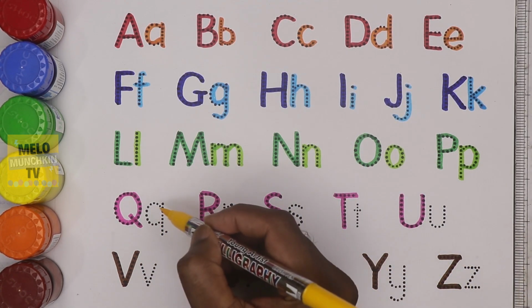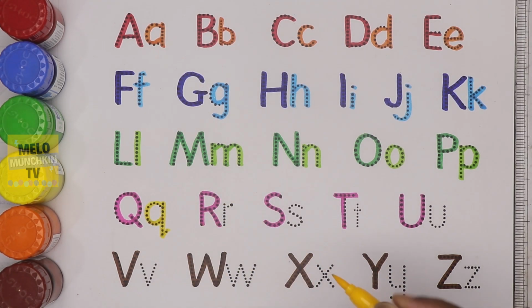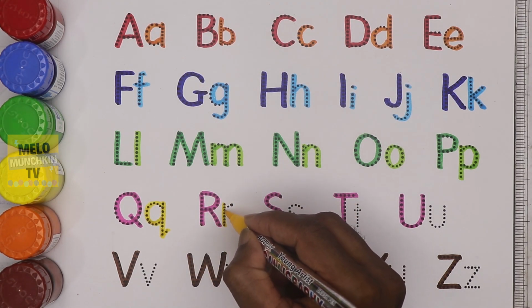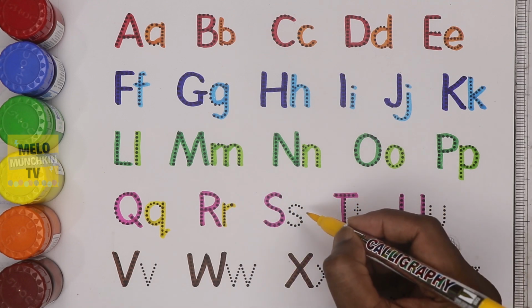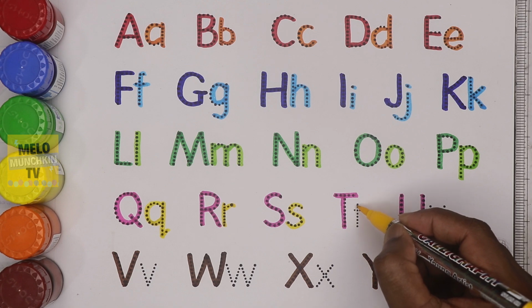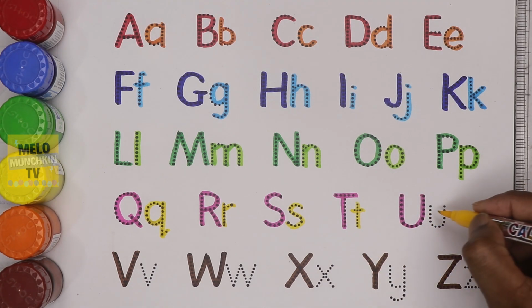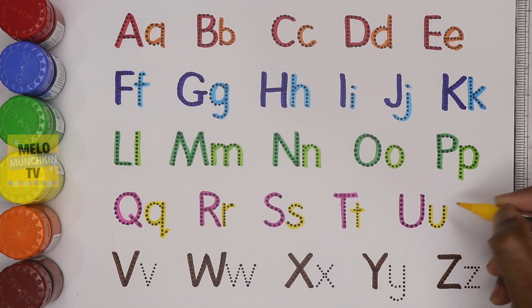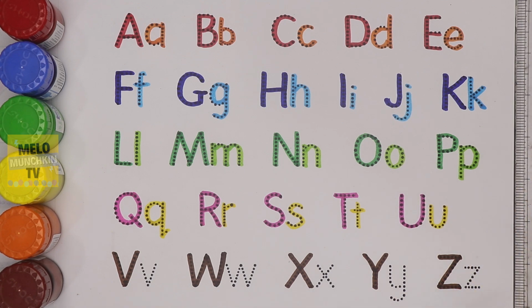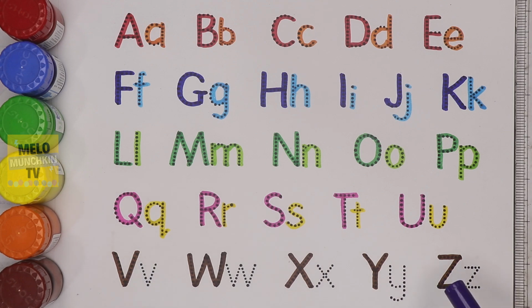So after P it is Q. Q for queen. R. R for rabbit. S. S for sun. T. T for tiger. U. U for umbrella. And finally I'll take purple color to write the last line.